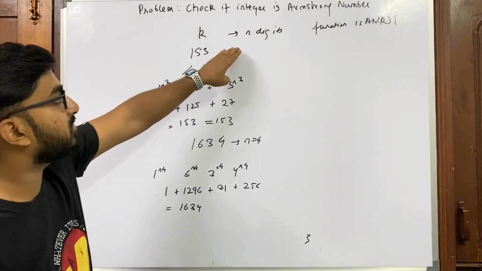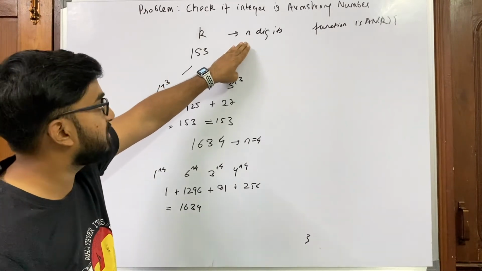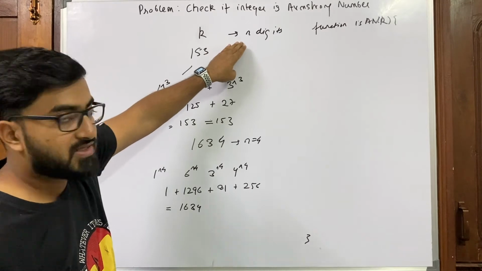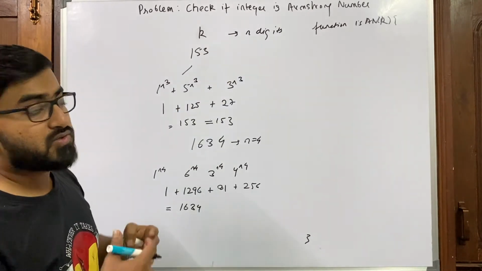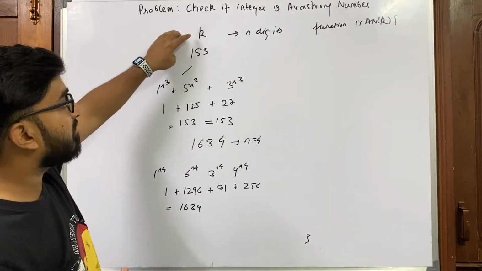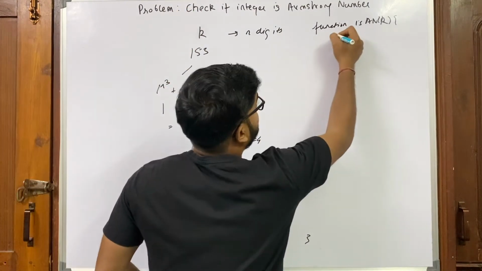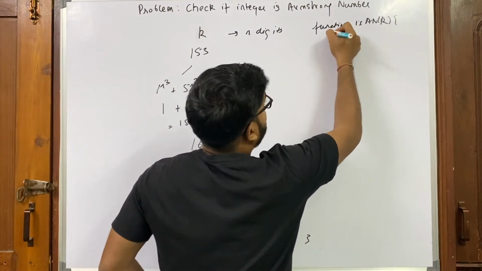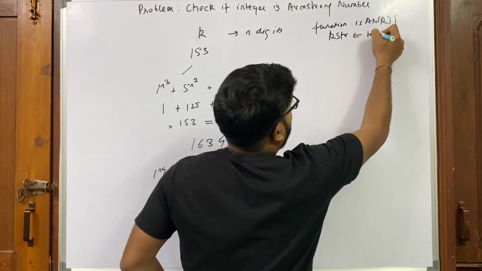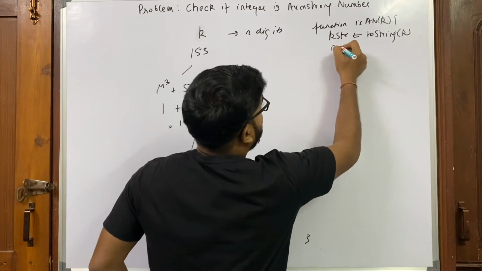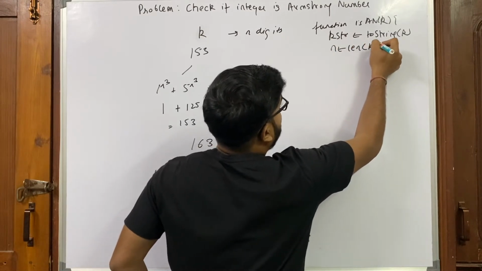So the first task is to find n, which is the number of digits in this integer k. I've already posted a video to find the number of digits in an integer, and since we are using strings, it is very simple. We simply convert k to a string and then find the length of that string. So kstr is the string form of integer k. Then n will be the length of kstr.